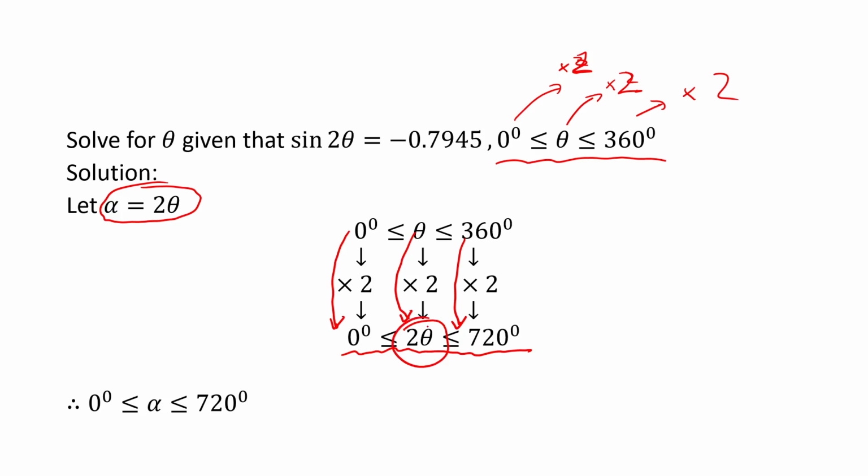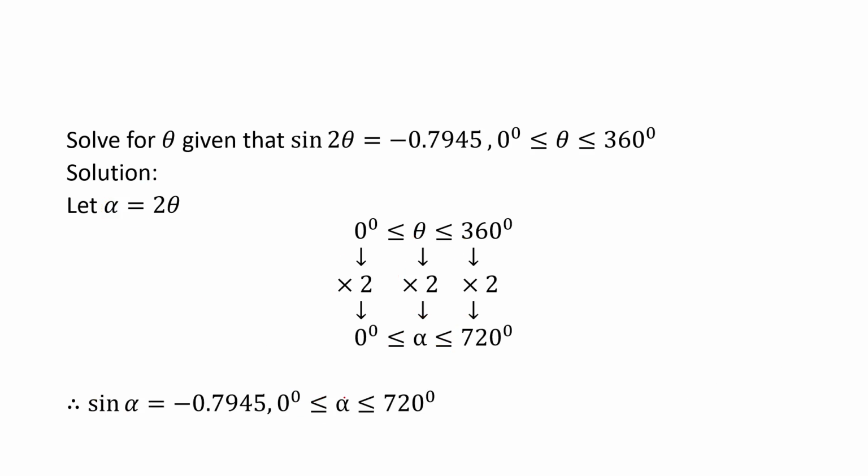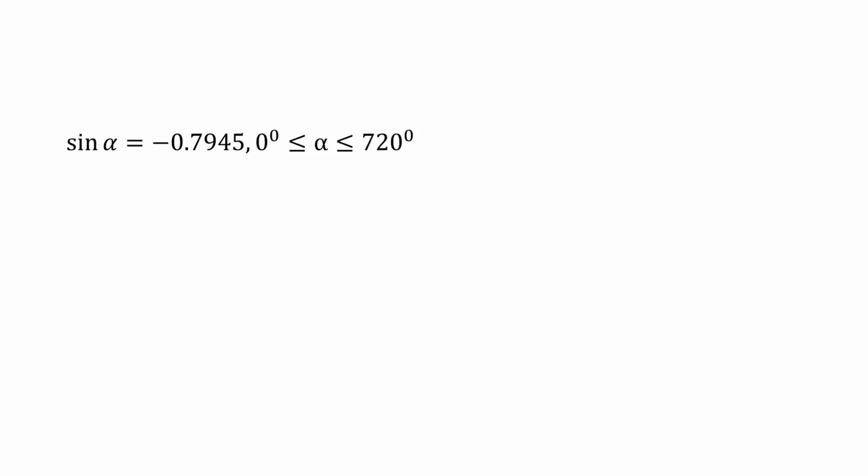But if you recall, we just said a minute ago, alpha will be 2 theta. So really what we're saying is that 0 degrees is less than or equal to alpha is less than or equal to 720 degrees. And we're simply going to solve for sine of alpha equaling negative 0.7945 over this substitute domain. Okay. So this is what we're explaining here. We're solving sine alpha equals negative 0.7945 over the substitute domain. And then we go about our business.